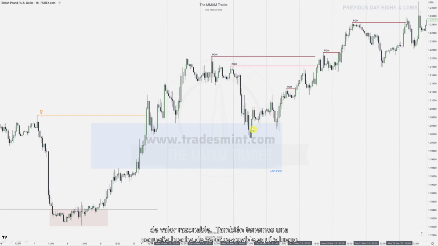We also have a tiny little fair value gap down here, and then continue up, and then order flow is good to go into previous daily highs. So buy side liquidity pool over here, buy side liquidity pool over here, over here, over here, and eventually up here.